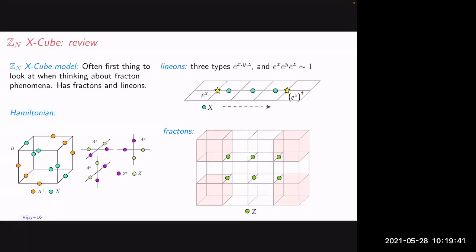Anyway, as we already heard, the Xcube model has two distinct types of excitations. One type are called lineons. I'm going to write them as e^x, e^y, e^z here, where the superscript denotes the direction along which they can move. They're one-dimensional particles, and they obey this fusion rule: e^x e^y e^z is equivalent to the vacuum. The second type of excitations are fractons, and they're created at corners of membrane operators. This should be familiar to everyone.